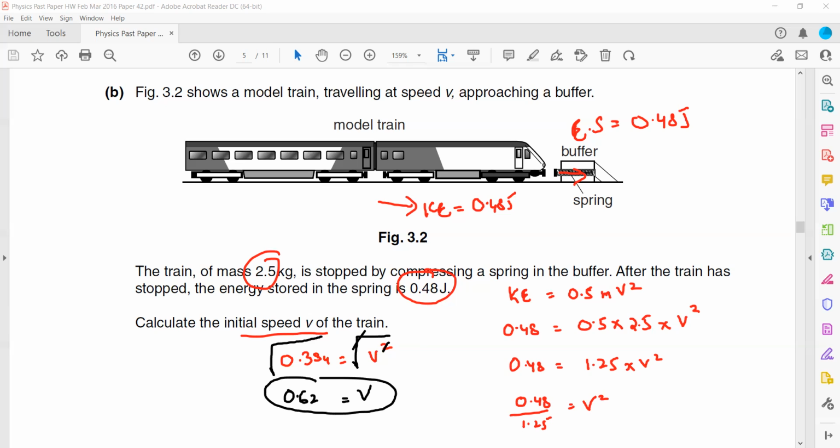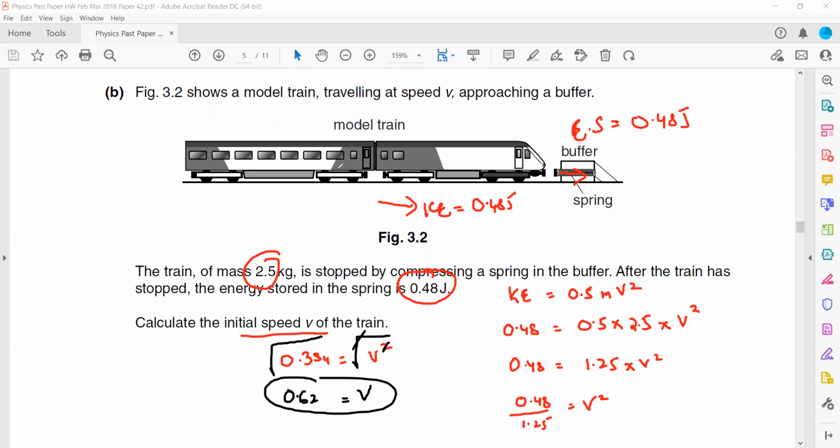Is it clear? Yes, Mina? Sir, I didn't understand why the kinetic energy is the same as the elastic. Sorry, it's the same as the elastic, yes.